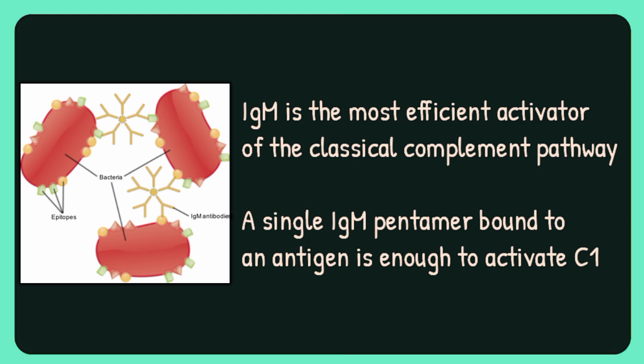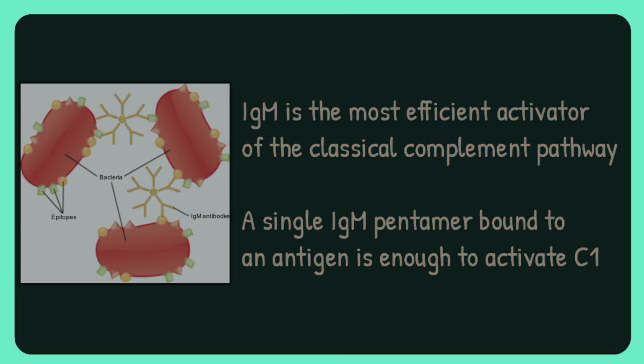IgM is the most efficient antibody at activating the classical complement pathway. In fact, just one IgM pentamer bound to an antigen is enough to activate C1. That's why IgM is especially powerful against bacteria, particularly during the early, acute phase of infection.